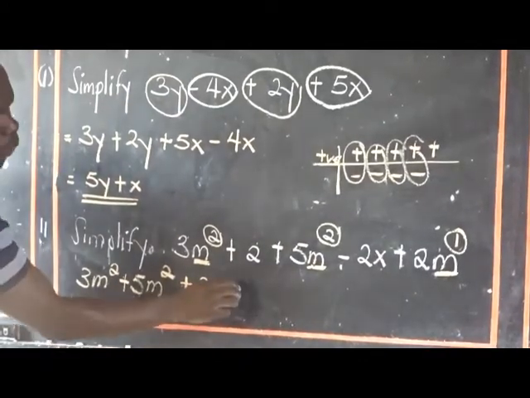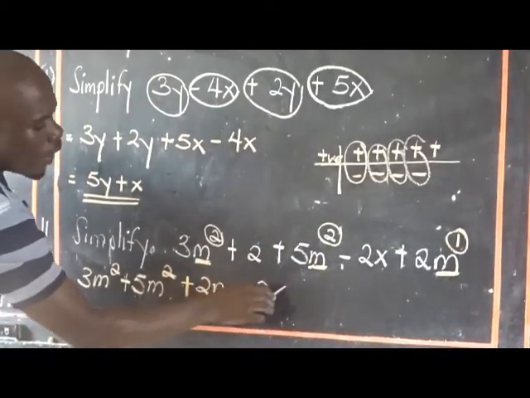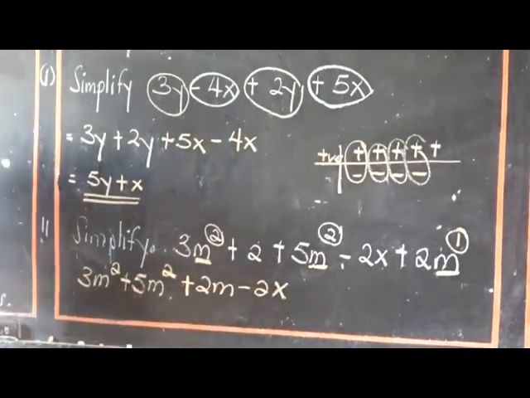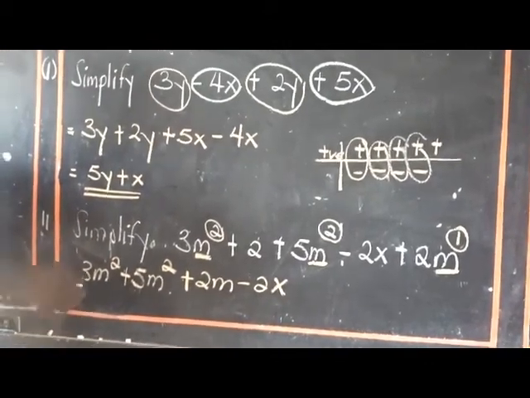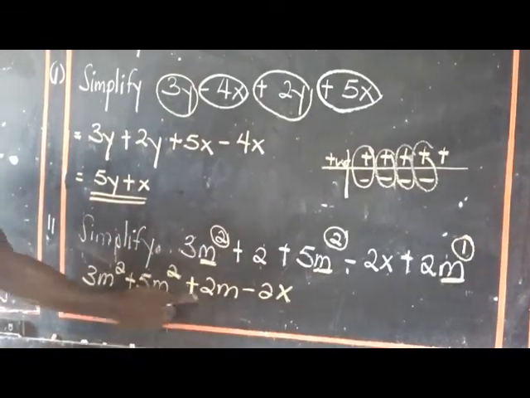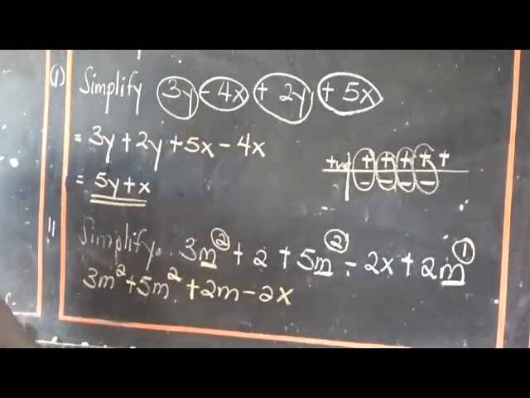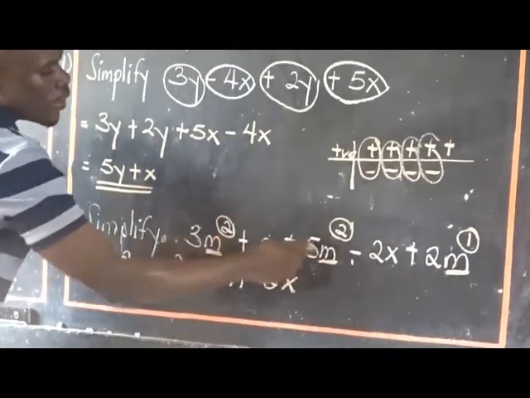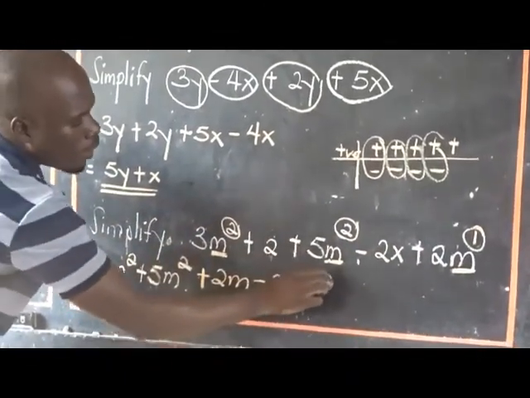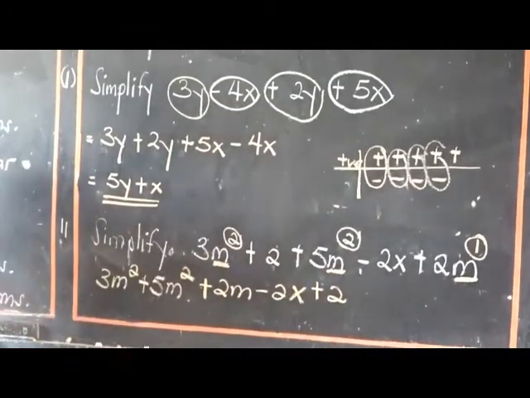After that, we bring minus 2x. It is important that we begin with the terms that have variables and end with the constants. It is not in order to begin with the constant in between the variables. That's why we are beginning with this, which is a positive, this one, which is a negative, and then we shall end with 2, which is a constant.